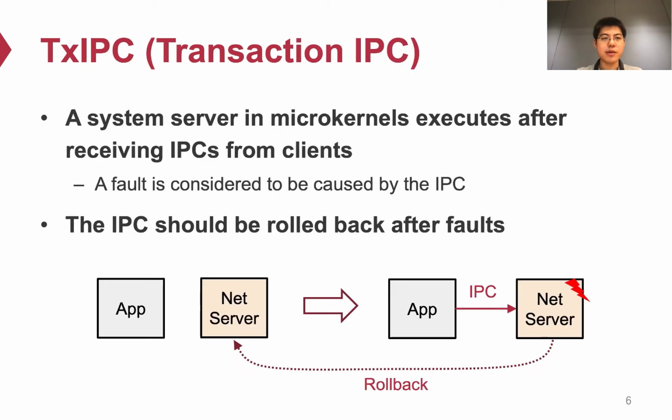To recover a stateful system server, we propose transaction IPC. The basic idea is that since the system server in microkernel only executes after receiving IPCs from clients, a fault in a system server can be considered as a consequence of the IPC. To recover from the faults, we can abort the currently executing IPC by rolling back the system server states to the states before the IPC's execution, which is the consistent state.